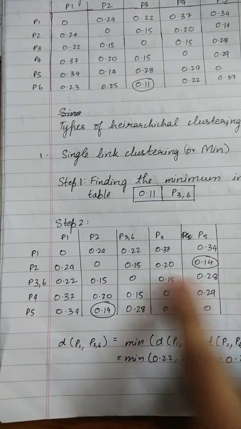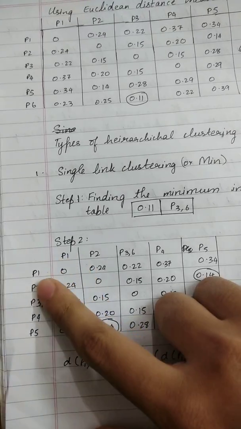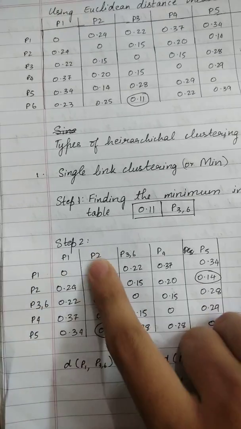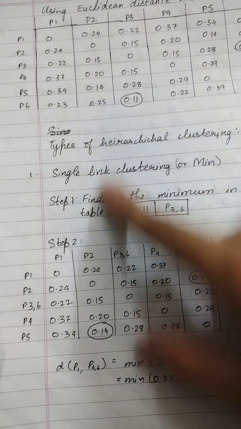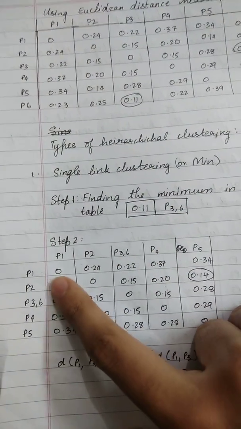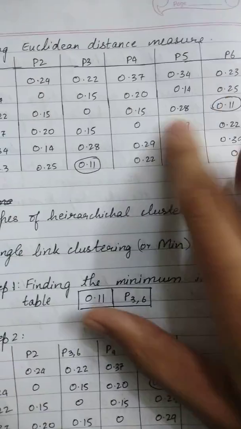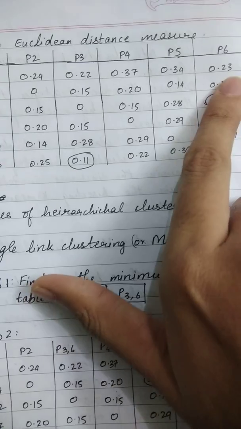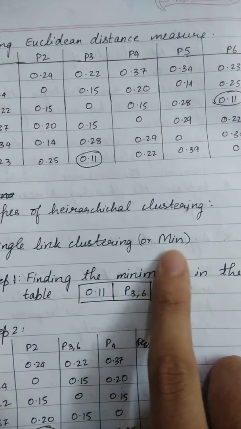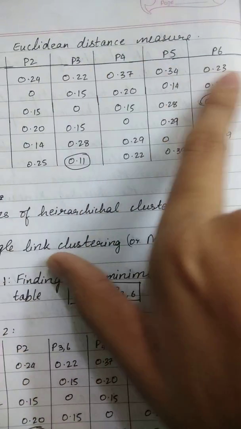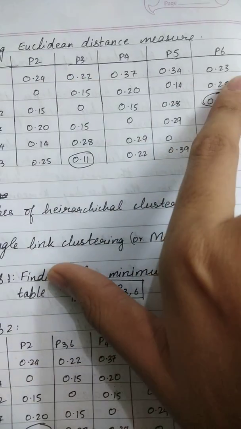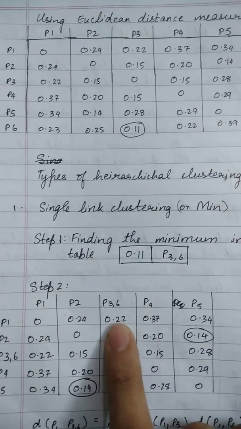So how do I generate this new table? P11 remains as 0. P12 remains as 0.24 as seen above. But for P1 with P36, you refer to the above table where P3 and P6 are given. You write the minimum number. This is why this is called the minimum method. So between P3 and P6 you have 0.22 and 0.23. You copy the point 0.22.